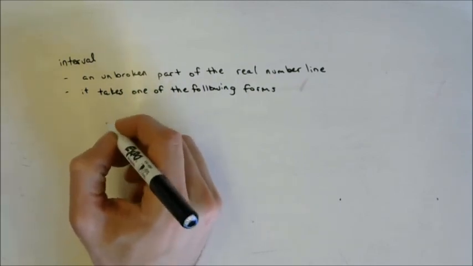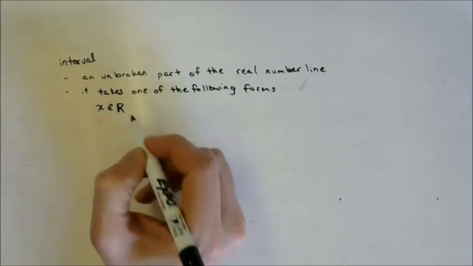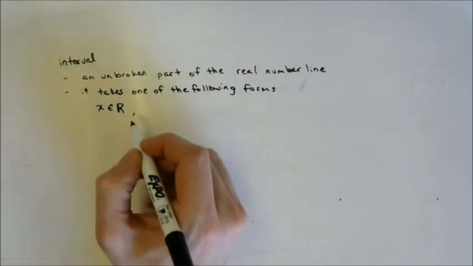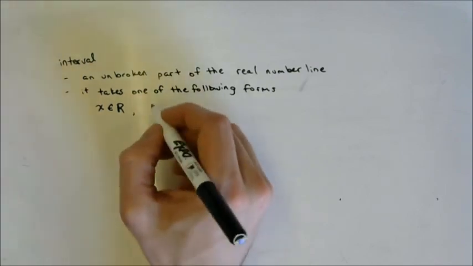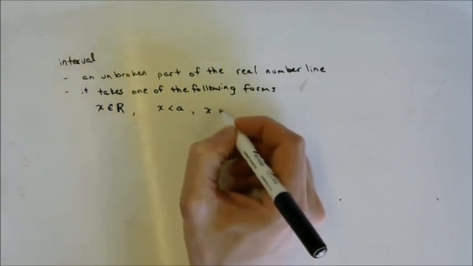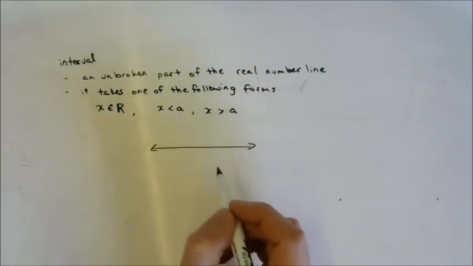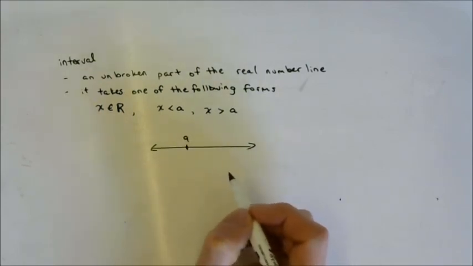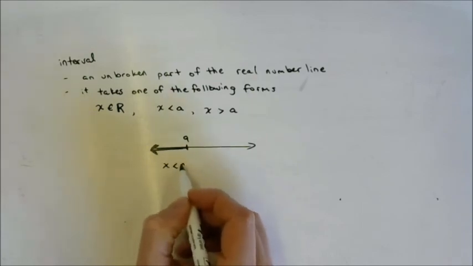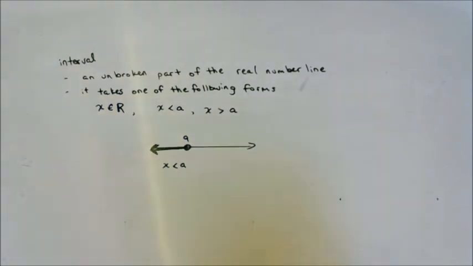We can say that x belongs to the set of real numbers. That would include the whole real number line from negative infinity to positive infinity. Or we can say that x is less than a, or x is greater than a, and then we would be saying, okay, we're somewhere on this number line. You don't need to draw this. We're saying, okay, here's a, and x is all of these values. Then this would be x is less than a, but not including a. So it would be an open circle at a.